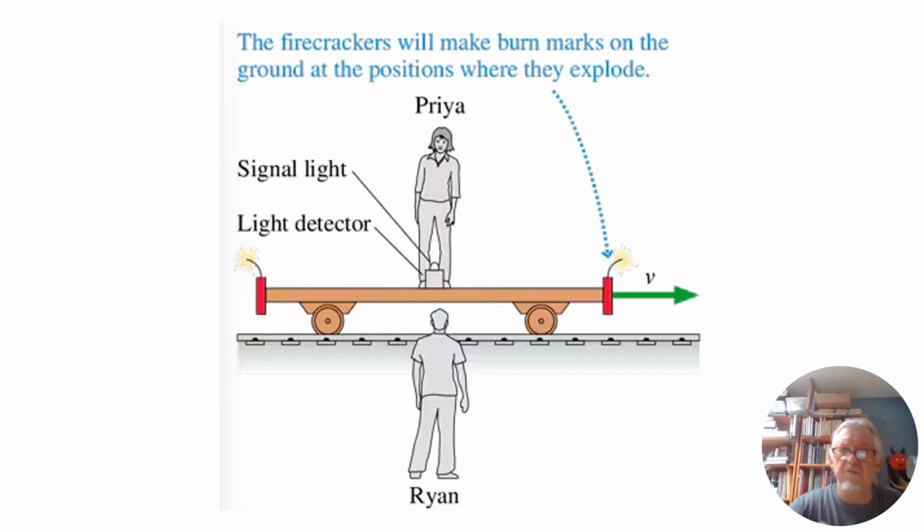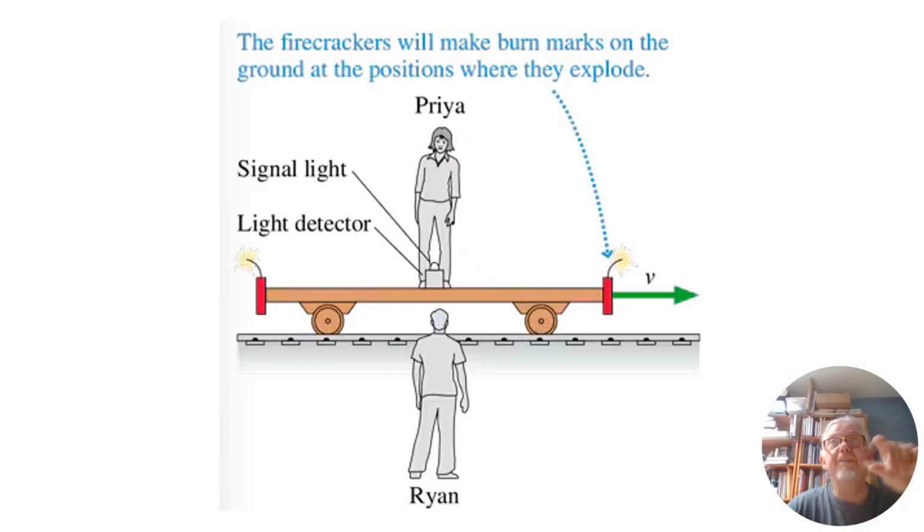The box has a light sensor that is pointing to Ryan's right, what Ryan identifies as the right, and there's a light detector inside the box, separate, that is pointing to what Ryan identifies as the left. So left and right. There's a firecracker on each end. Again, Priya is in the middle, the box is in the middle, firecracker on each end, equally spaced. The firecrackers will make a burn mark on the ground.